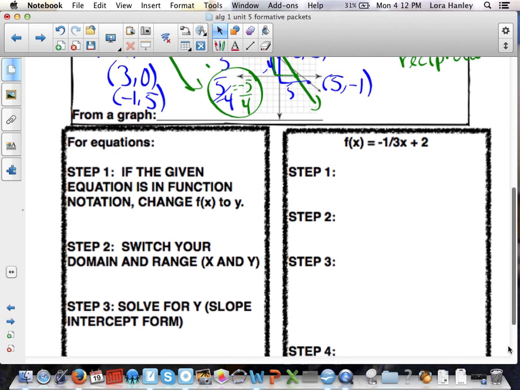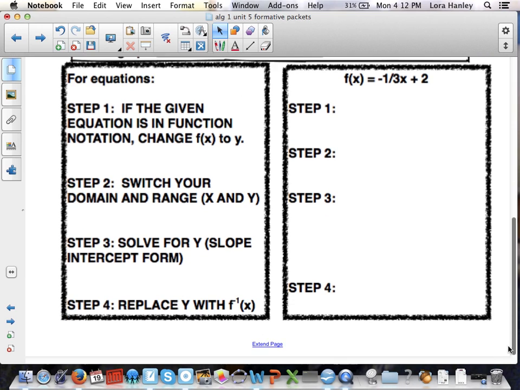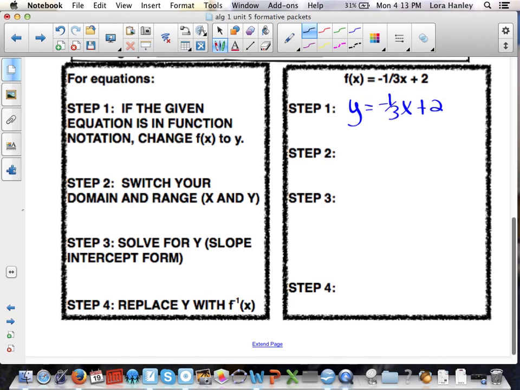Finally, the trickiest part is to actually find the equation of an inverse. And I've written out the steps on the right, and we're going to walk through one of these together. Your first step is if you're given a function, f of x equals negative 1/3 x plus 2, that's our function, you want to change from function notation into just regular notation. So from f of x, we're going to replace that with y. So all I want to do is take out my f of x and replace it with a y.